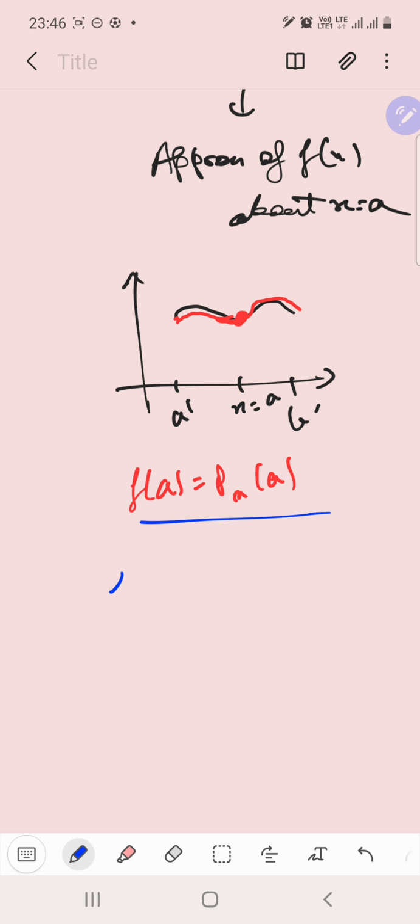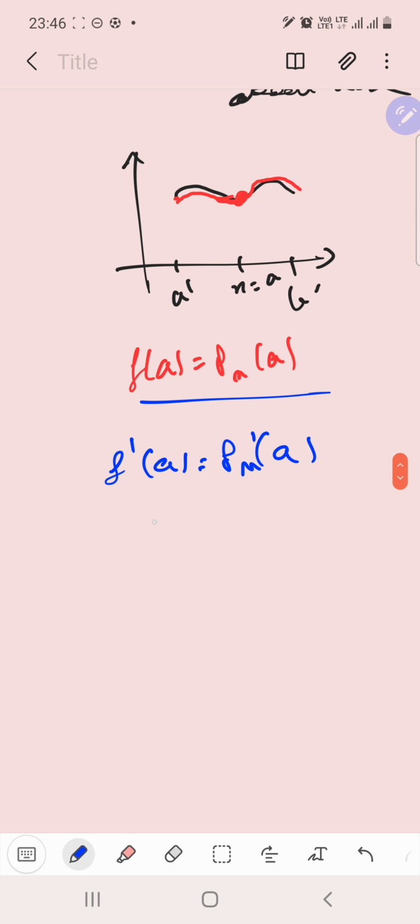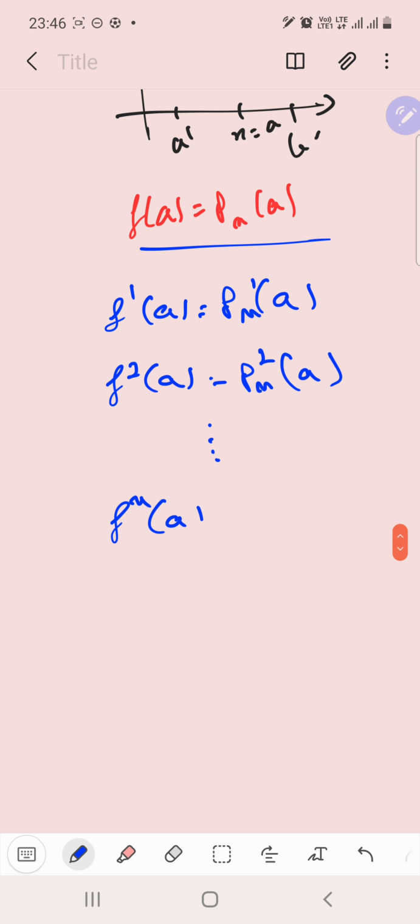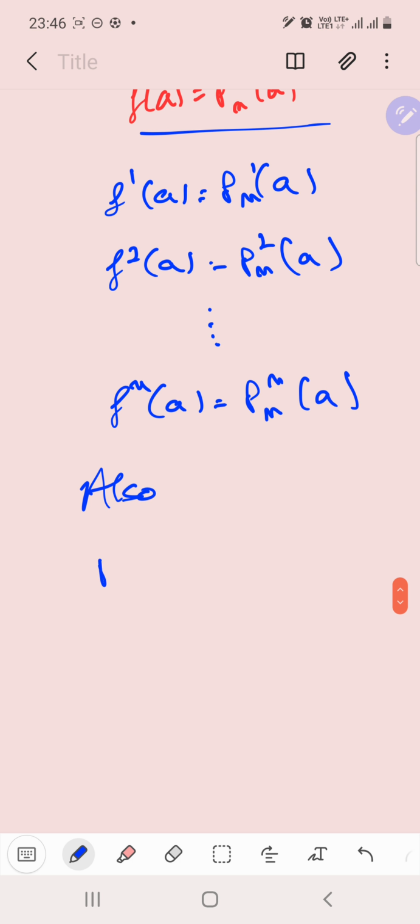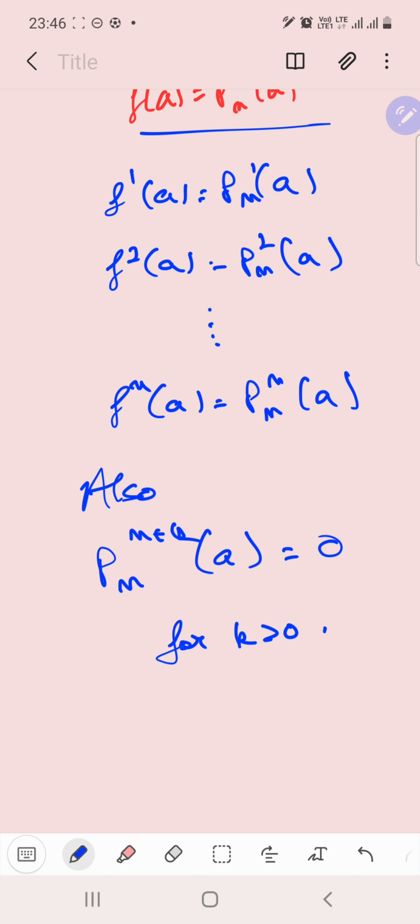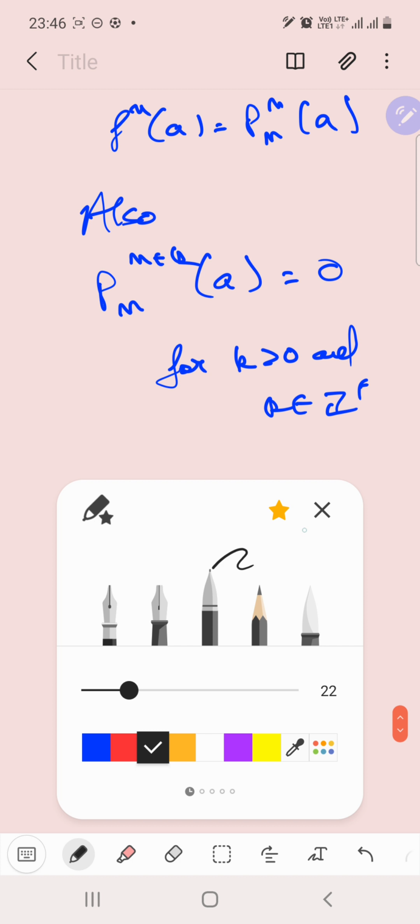So basically this is one property. Then you have f'(a) equal to Pn'(a), or f1(a) equals P1n(a). Similarly f2(a) will be equal to P2n(a), and this will continue till the nth derivative. So fn(a) will be equal to Pnn(a). Okay, also, the (n plus k)th derivative of Pn will be 0 for k greater than 0 and k belongs to positive integers. Clear? Got it?